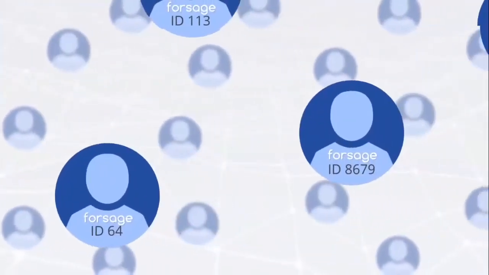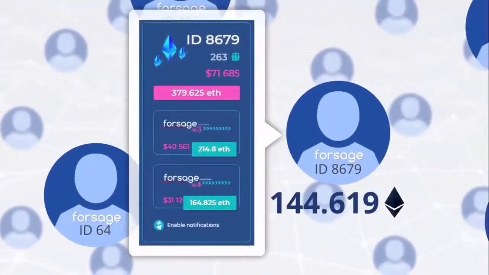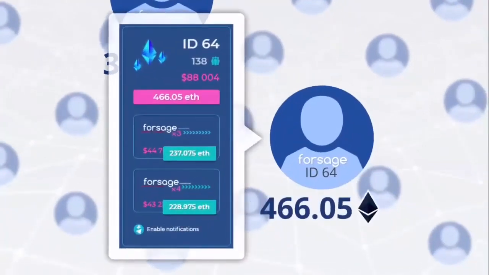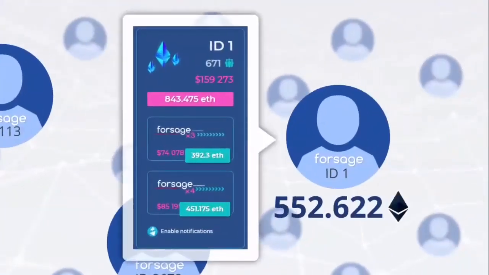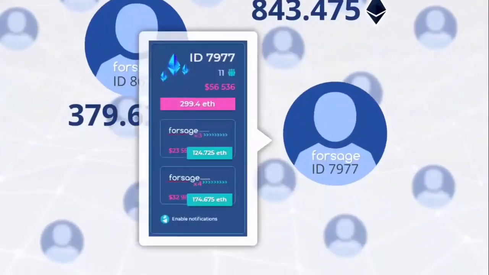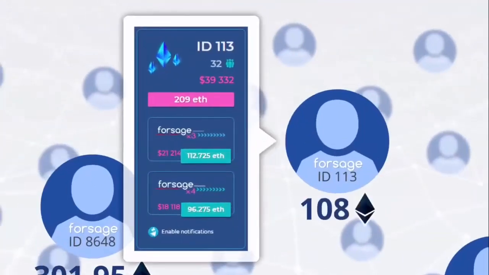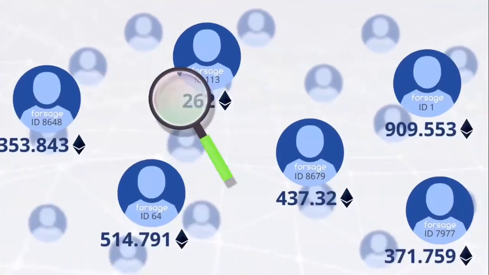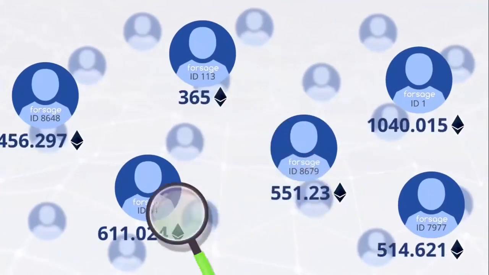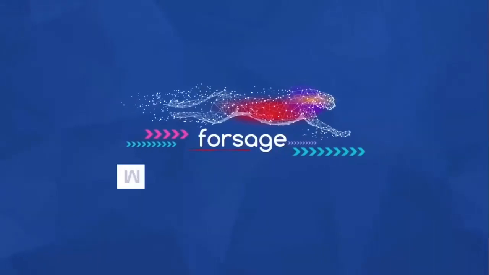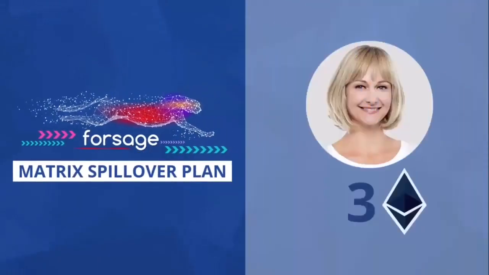Like the following Forsage members: ID 8679 earned 379 ETH, ID 8648 earned 301 ETH, ID 64 earned 466 ETH, ID 1 earned 843 ETH, ID 7977 earned 299 ETH, ID 113 earned 209 ETH. And by the time you check these IDs publicly on the blockchain, they will have earned even more Ethereum. Thanks to the powerful and lucrative Forsage Matrix spillover plan, it is possible to earn Ethereum even without referring anyone to the project.